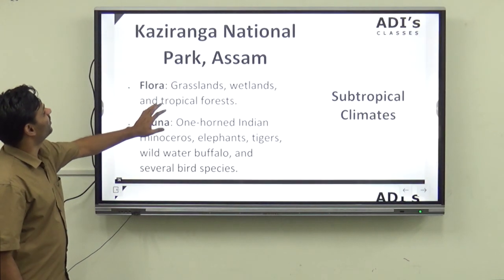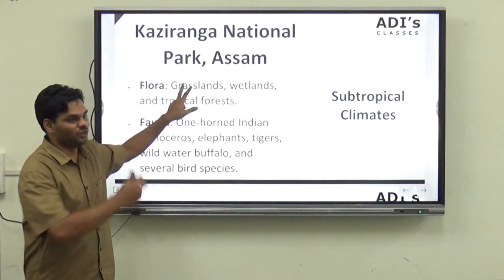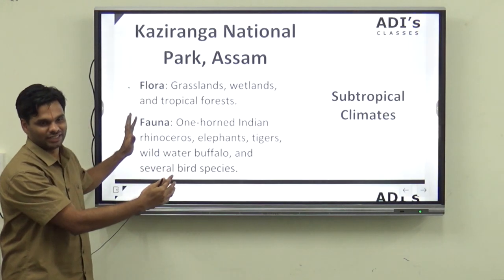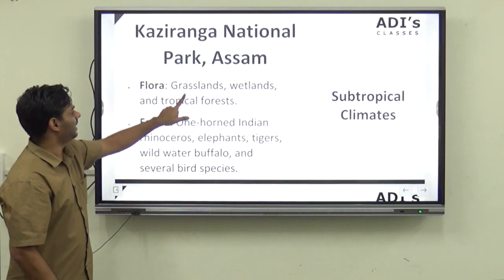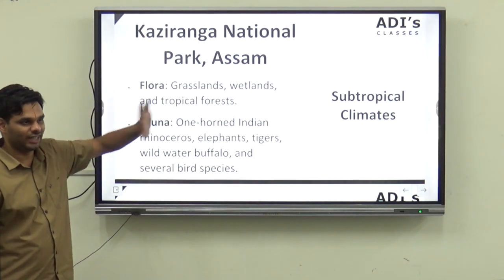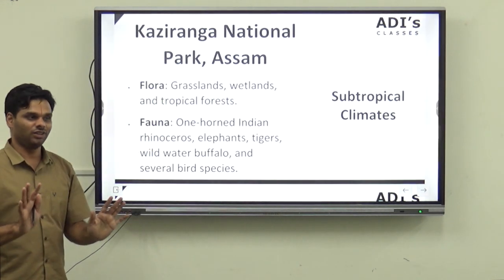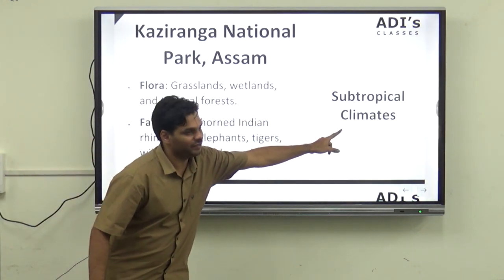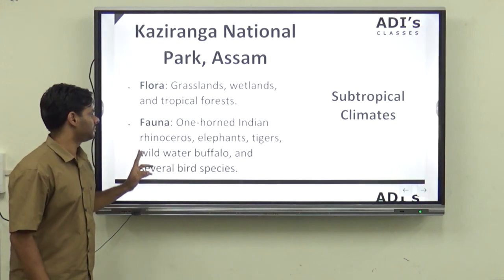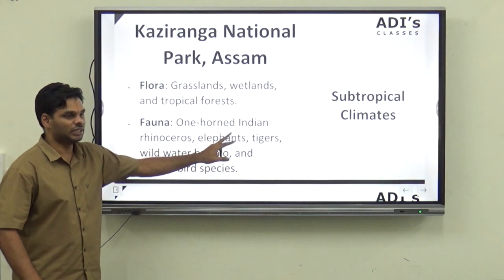Okay, so grassland. Like I said, we saw the pictures. What did we see in the pictures? I explained a wetland, a grassland, a tropical forest. I showed all three in the photos. That's all you need to do. That will all be there in the notes also. And what kind of climate do we have? Subtropical climate.